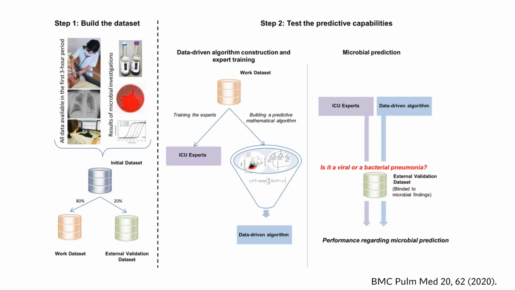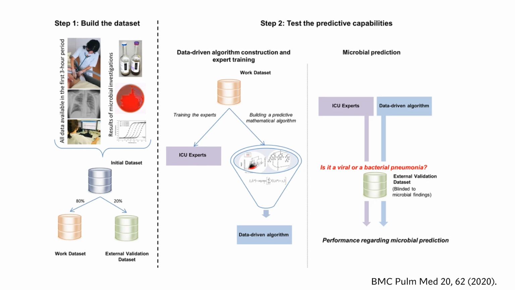So they built the initial dataset based on all the clinical information available within first 3 hours of presentation, and 80% of that information was subclassified to generate a work dataset, and the rest of 20% of information was utilized for external validation of these datasets. The work dataset information was further divided. Half of it was provided to ICU experts, and based on that initial information of the clinical data points within first 3 hours, they were asked to come up with the most likely initial diagnosis, whether that community-acquired pneumonia is viral or bacterial.